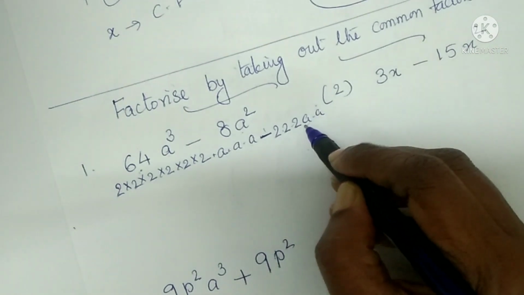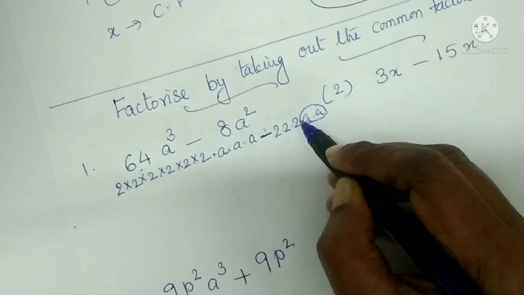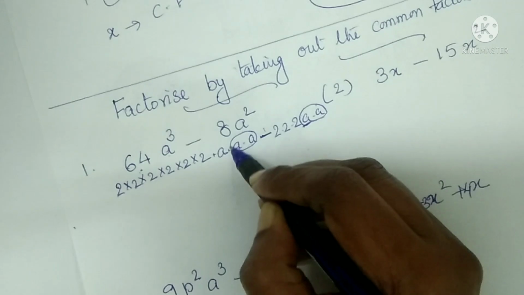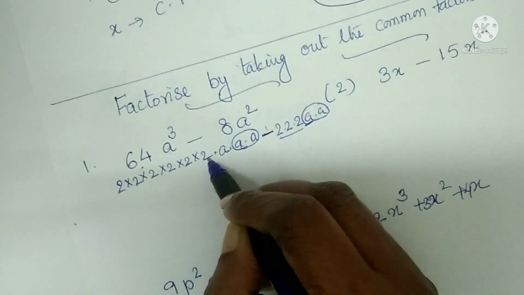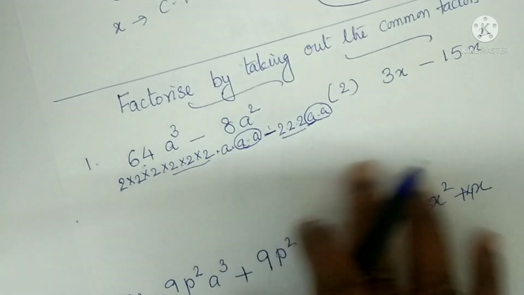Similarly, 8 is 2 into 2 into 2 into a into a. Now, let us see the common factor. See here, you have 2 a's here. Here also we can take this 2. 1, 2, 3, 3 times 2.